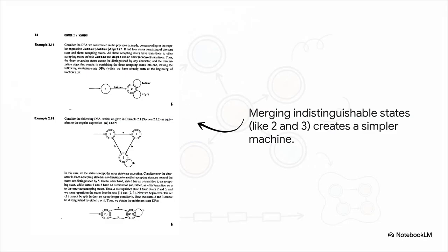And here is the beautiful result. On the left, you can see that states 2 and 3 are indistinguishable. No matter what comes next, they behave in the exact same way. So we can merge them, and we get the much cleaner, simpler machine on the right. It does the exact same job, but with fewer parts. Now that is what we call computational elegance, getting the same result with less complexity.